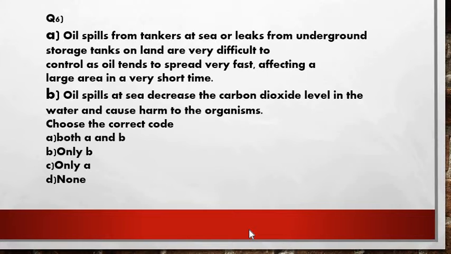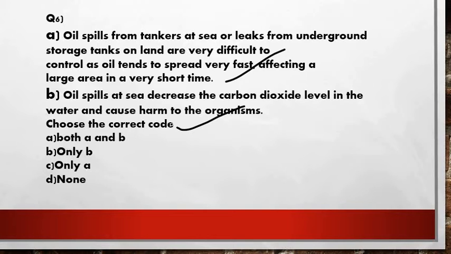So next we move to the sixth question, that is: oil spills from the tankers at sea or leaks from underground storage tanks on the land are very difficult to control. Oil tends to spread very fast, affecting a large area in a very short time. Next, second statement says oil spills at the sea decrease the carbon dioxide levels in the water and cause harm to the organisms. So choose the correct code from the below.